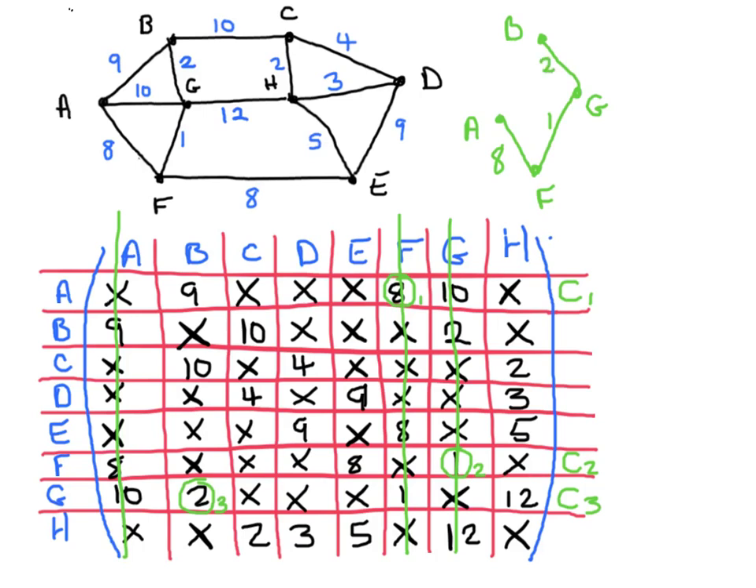Now B is all connected, so I'm going to cross out the column B, and I'm going to mark row B as being my fourth connection, C4.